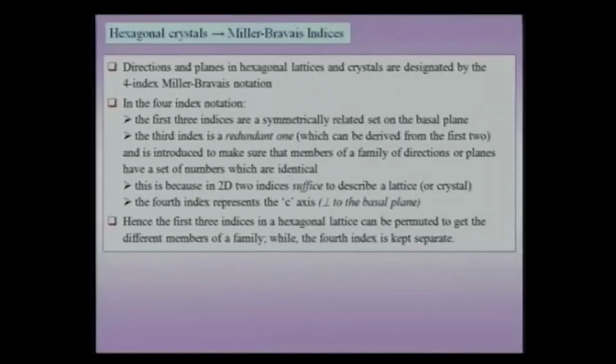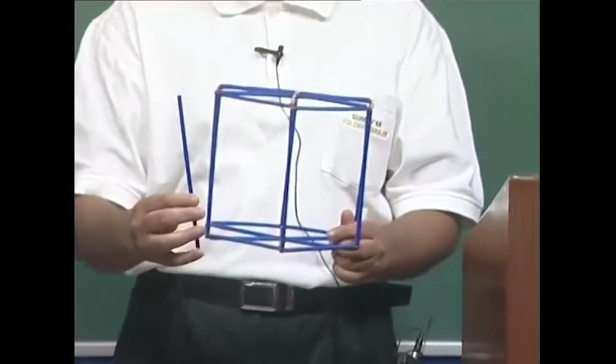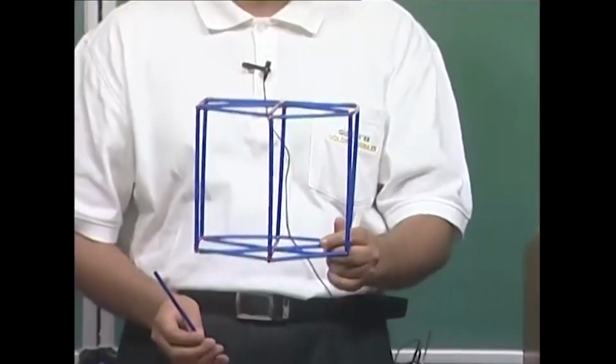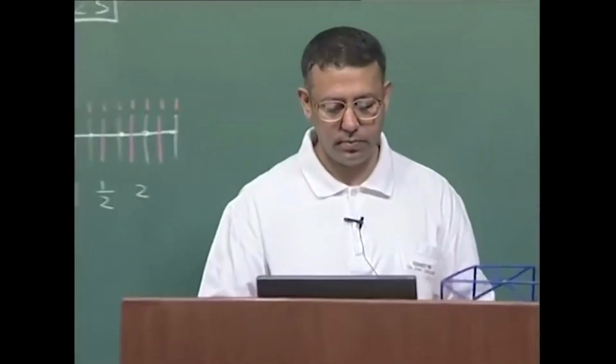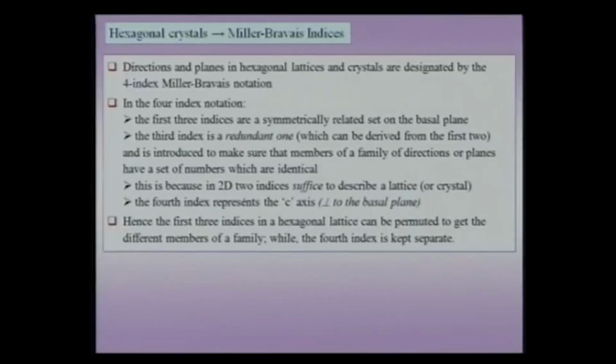The fourth index is along the c axis. Suppose this is my hexagonal prism; the fourth index, the c index, is along the vertical direction. So, whenever I am dealing with hexagonal lattices or crystals, I can permute the first 3 indices to get the distinct members of the family, and the fourth index is kept separate. We have to remember the fourth index is crystallographically separate as compared to the first 3 indices in the Miller-Bravais notation.